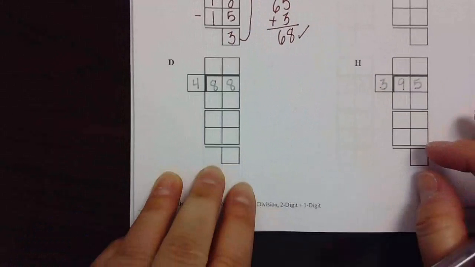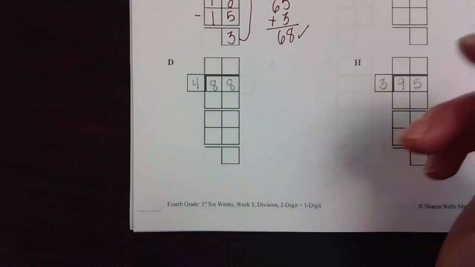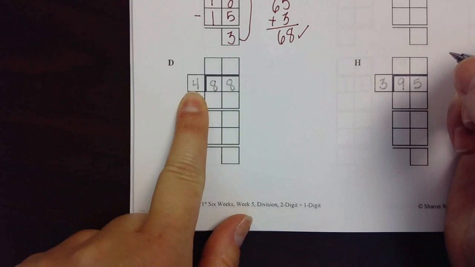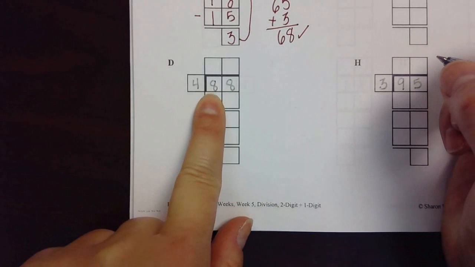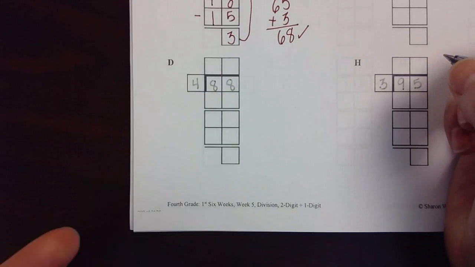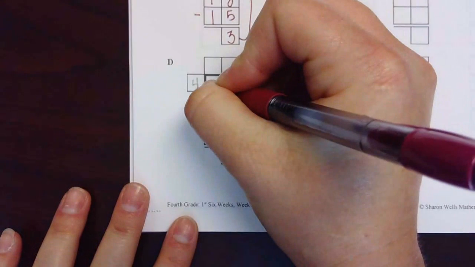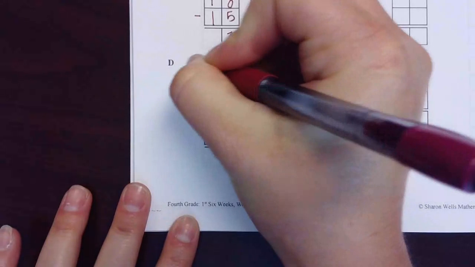All right, here we go. Last one we're doing together. So I'm going to start by dividing. So I have my dividend, 88, divided by my divisor, 4. So how many times does 4 go into 8? Well, one group of 4 is 4. Two groups of 4 is 8. So 4 goes into 8 2 times.